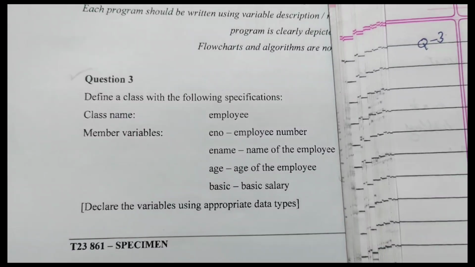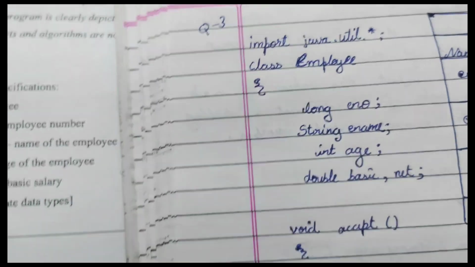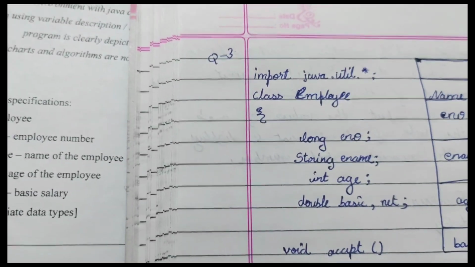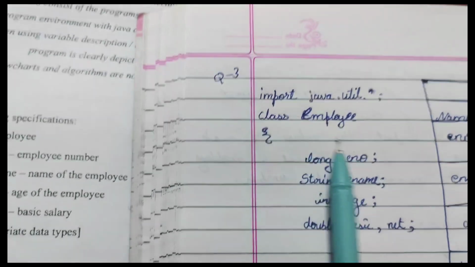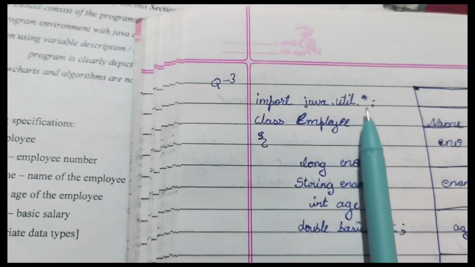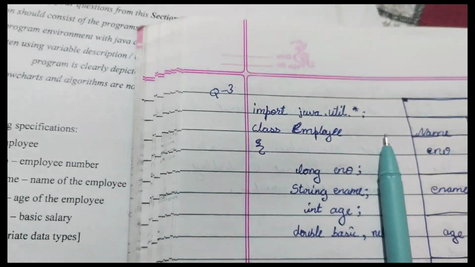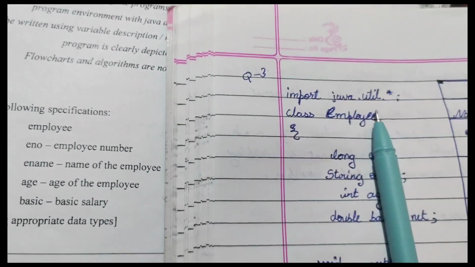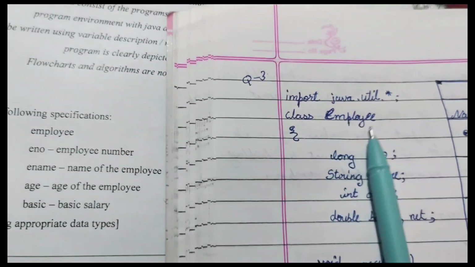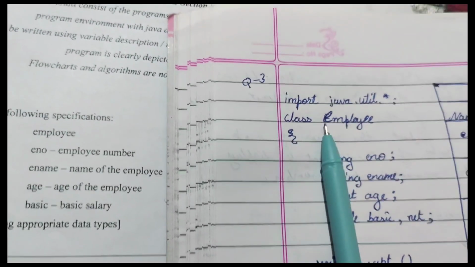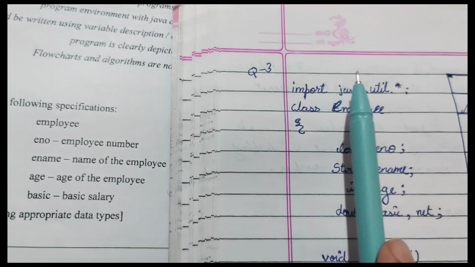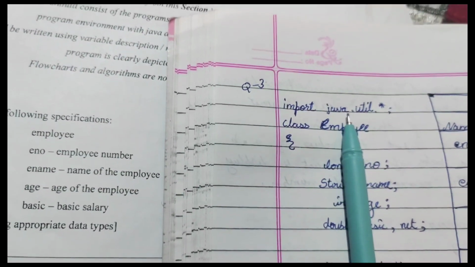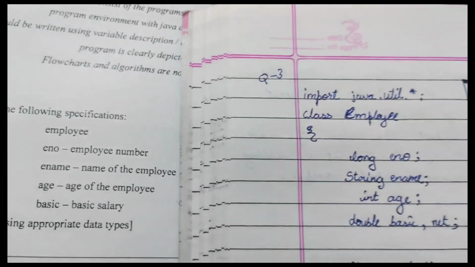Let's see the solution. So, always you know the basic terms, that is import java.util.* and semicolon. Do not forget to write semicolon and asterisk. These should be in small case letters. This should also be in small case letters. Here dot. If you do not mention dot, you would lose marks.